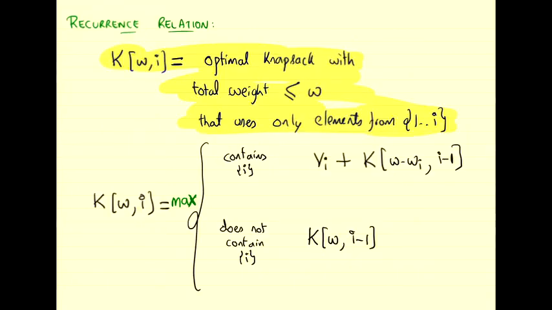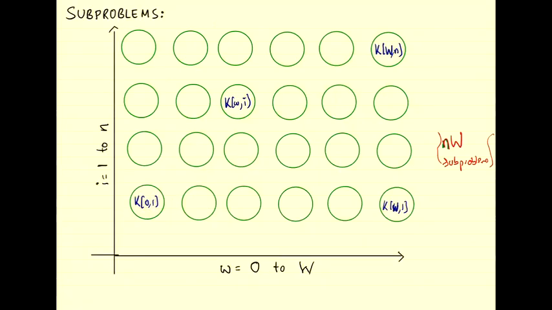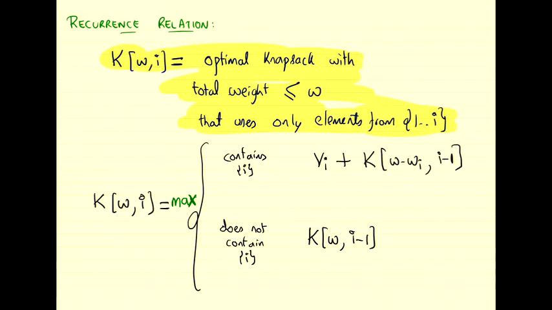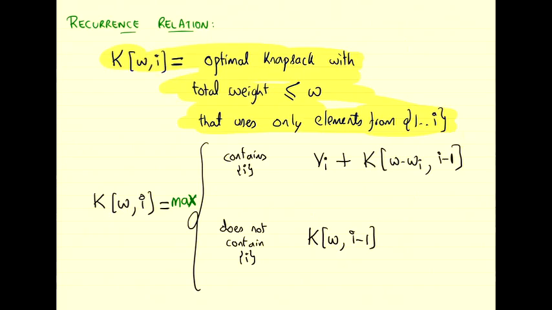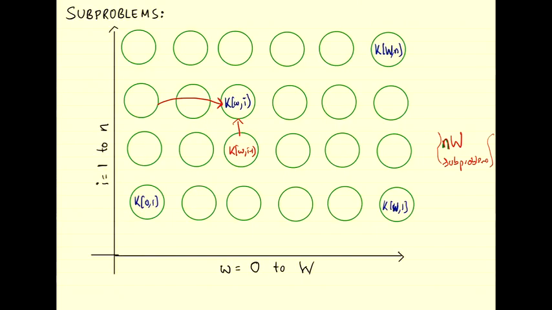Each of them is defined by just this. It's the optimal knapsack for total weight at most W with elements using 1 through i. And what we have is a recurrence relation where we have expressed K of W, i in terms of K of W, i minus 1, and K of W minus w_i, i minus 1.